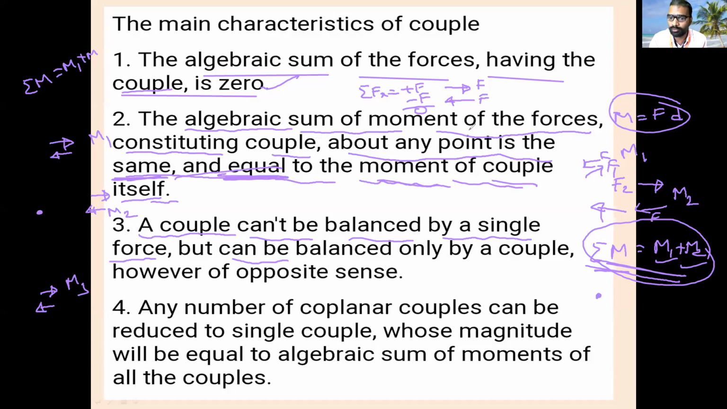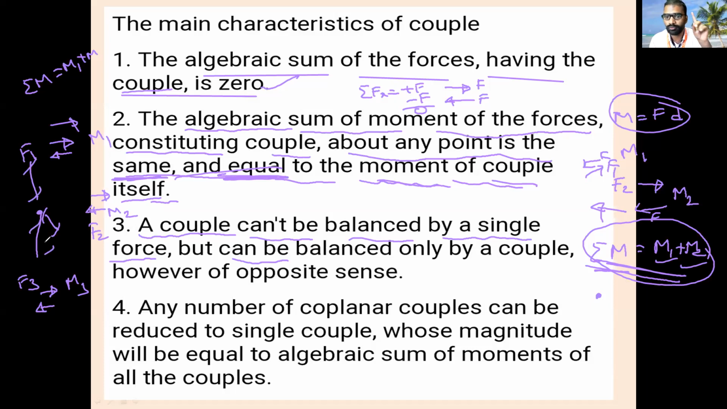The algebraic sum of moment of the forces. What are those forces? Constituting a couple about any point is the same and equal to the moment of the couple itself. So if you consider this is only one force, M, either we have one force. If you consider here, it is F2 force. Here, if you consider F3 force, what is the distance? Either say that, either say that. This is equal to the moment itself, he is asking.